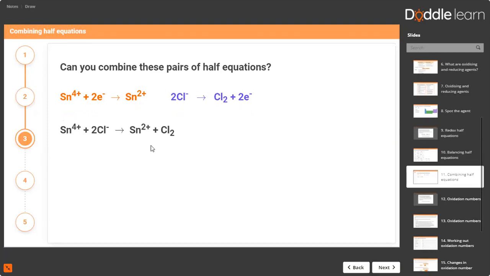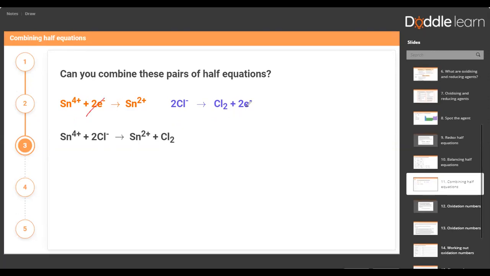Okay, combining this one. This one's a nice simple one again because our electrons are balanced on each side, so we can cancel our electrons out. Everything on the left hand side together, adding them on. Everything on the right hand side together, adding them on.